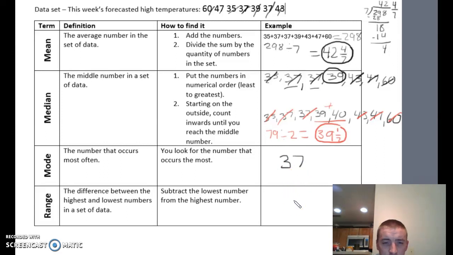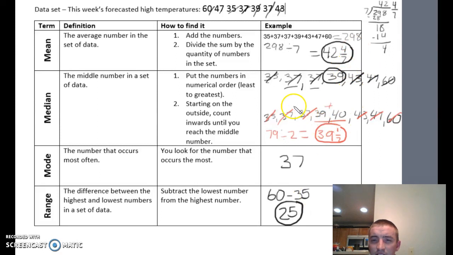And finally, our range is the difference between the highest and the lowest numbers. So my biggest number is 60. And my smallest number is 35. So I'm going to subtract those 2 to get a range of 25.